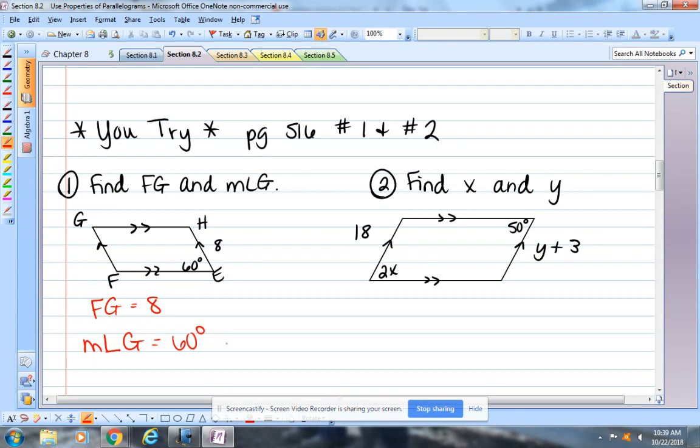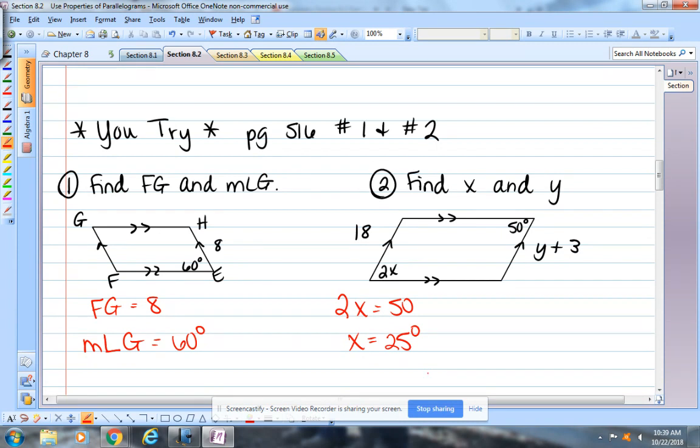Find x and y on number 2. So I'm going to do x first. So x is part of an angle measure. So how do I find what x is? Right, because it's opposite angles from the 50-degree angle. So you're going to say 2x equals 50, which means you divide by 2 and you get x equals what? 25 degrees. Raise your hand if you got 25 degrees for x.